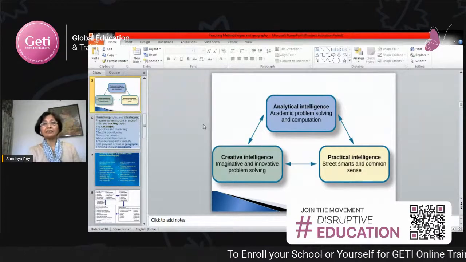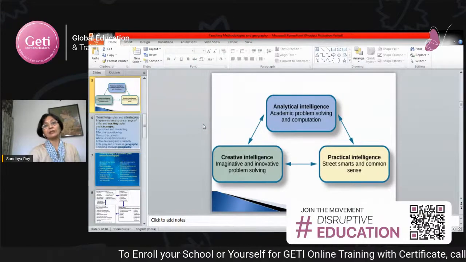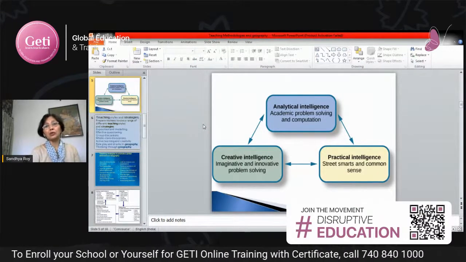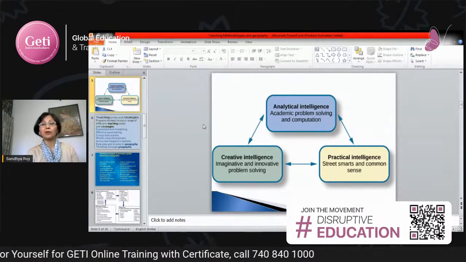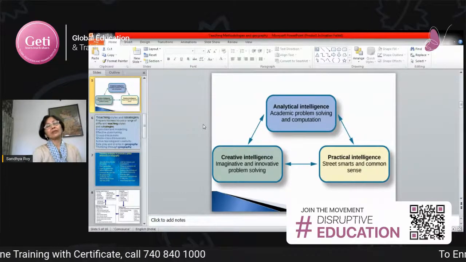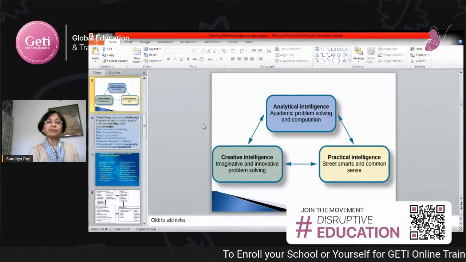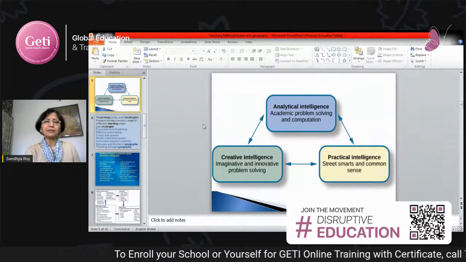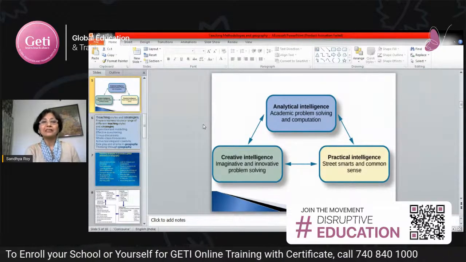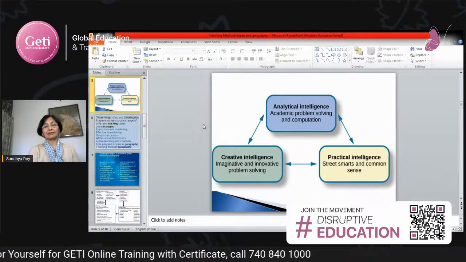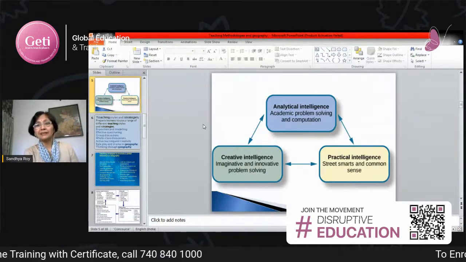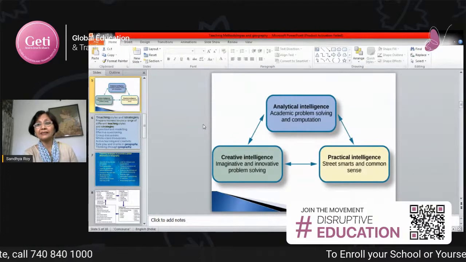When we assign the work, we have to see how imaginative they are, how innovative they are, and how much they are able to solve the problem. Every time we assign the problem, we give them the work and say that if you are stuck anywhere, come back to me. I am there to help you. So these are the things we need to give to the students. Then the practical intelligence, street smart.